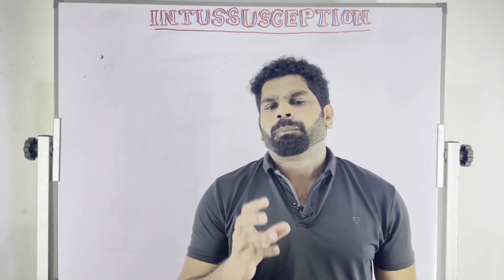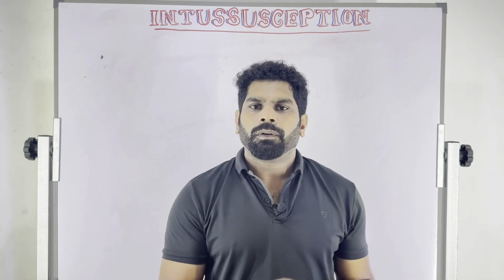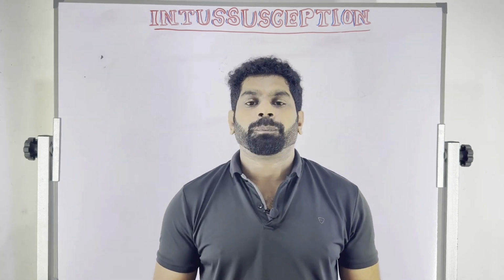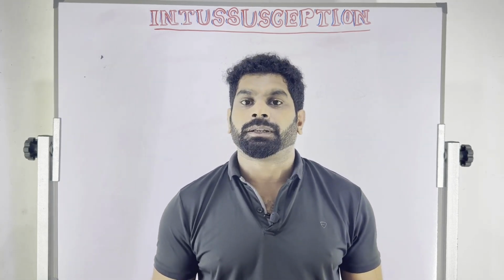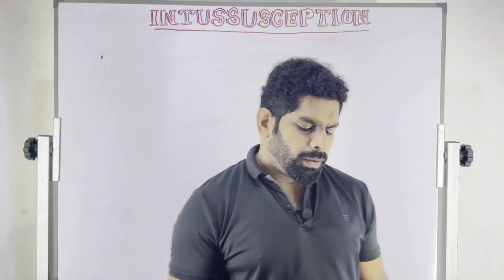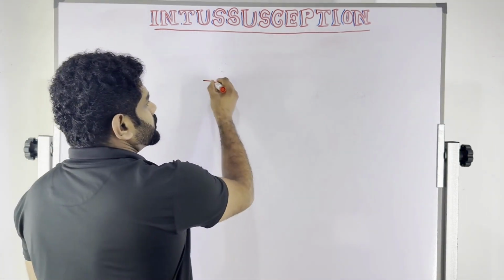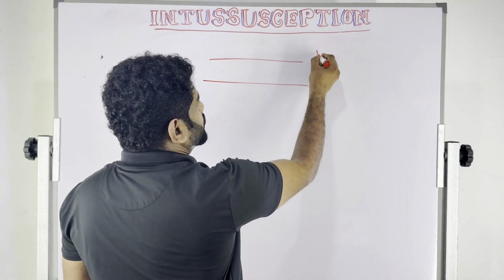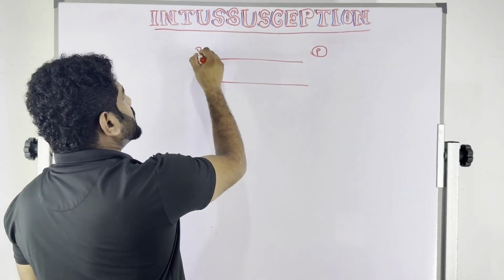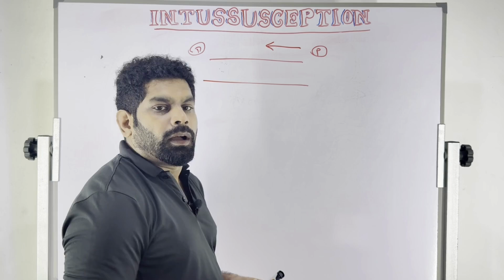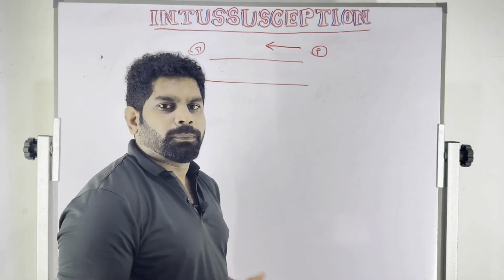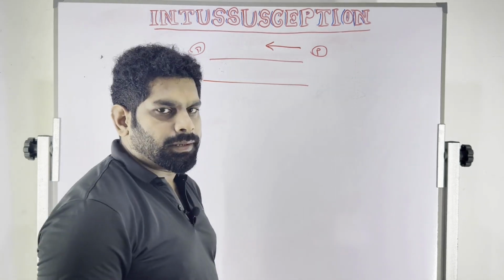Let's say the bowel contents are moved from one point to another with a peristaltic movement. It's a special wave-like movement. Here we have the bowel. It's the proximal end of the bowel and this is the distal end. Peristaltic movement moves from proximal end to the distal end.